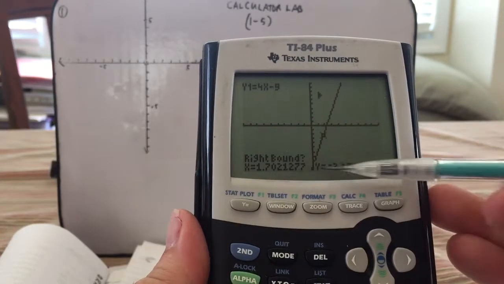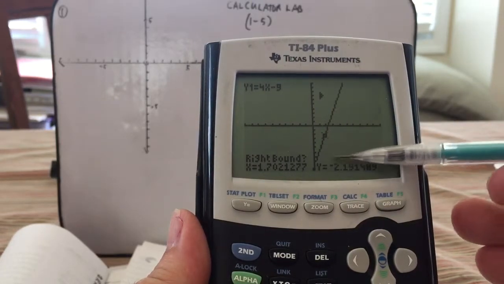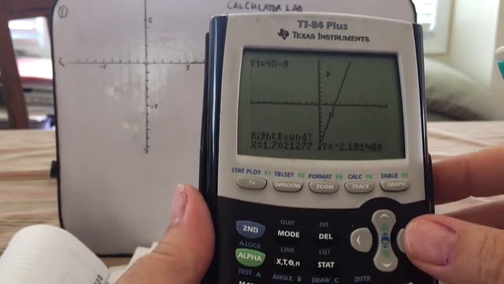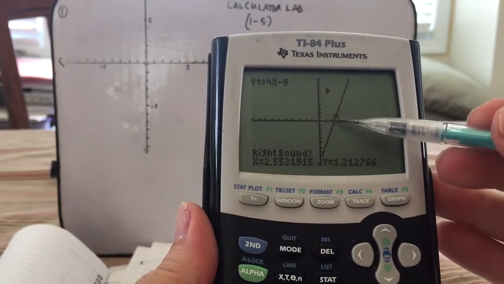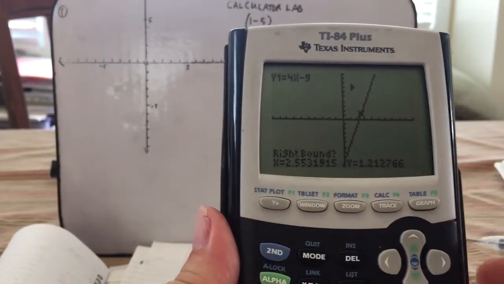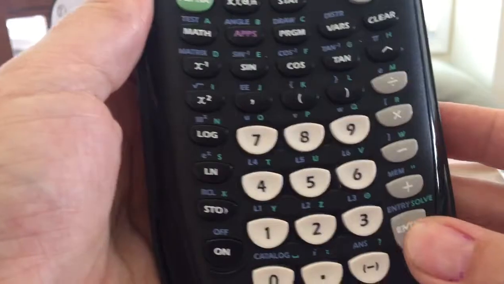Right now, you're at this point, and I'm below the x-axis because I see the y number is a negative number. So I would like to go to the right of that place where the line crosses the x-axis, and tell the calculator to find a 0 in there. So I'm going to enter that.